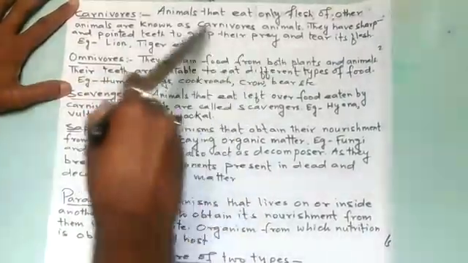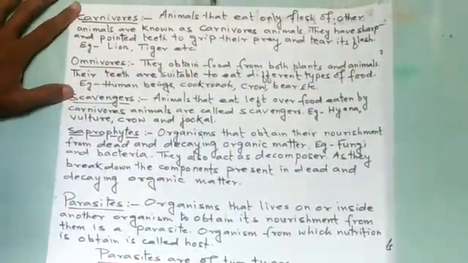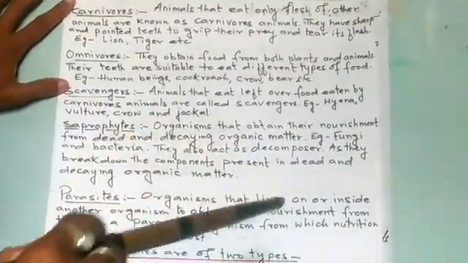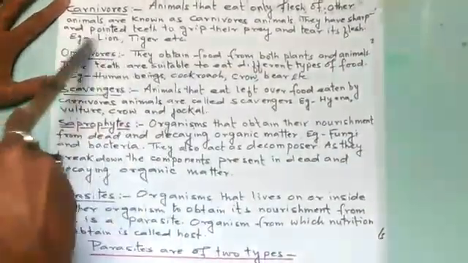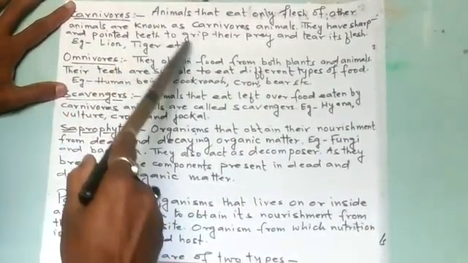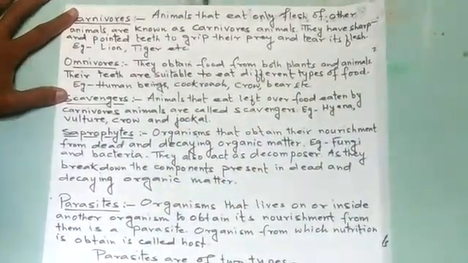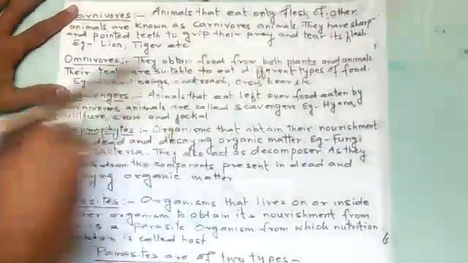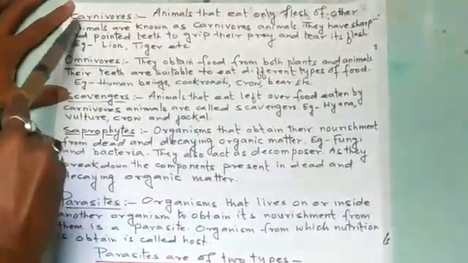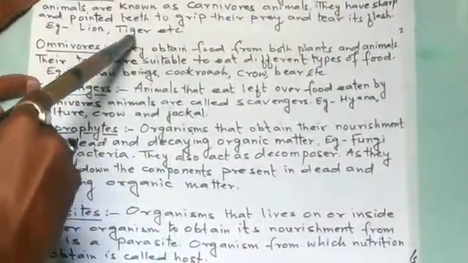So carnivorous animals are flesh eating animals, or animals that eat the flesh of other animals. As they eat the flesh of other animals, they have sharp and pointed teeth. What is the work of these sharp and pointed teeth? To grip the prey and tear its flesh, to catch the prey properly. Examples of carnivorous animals: lion, tiger, etc. Many are there, but two I have told you here.